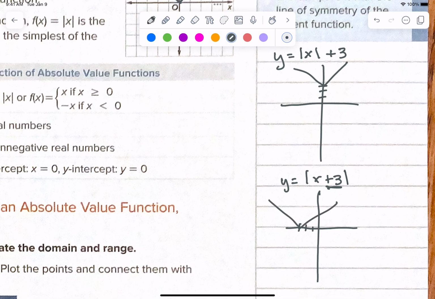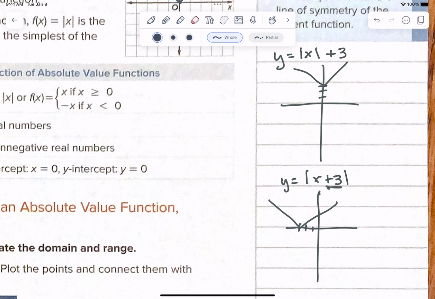So that's a little hint for you. Make sure you put that off to the side. That'll help you take shortcuts later. Plus 3 on the outside is going to move it up and down. If it's on the inside, it's going to move it left and right. That will be helpful for a couple homework problems. That's the absolute value function.